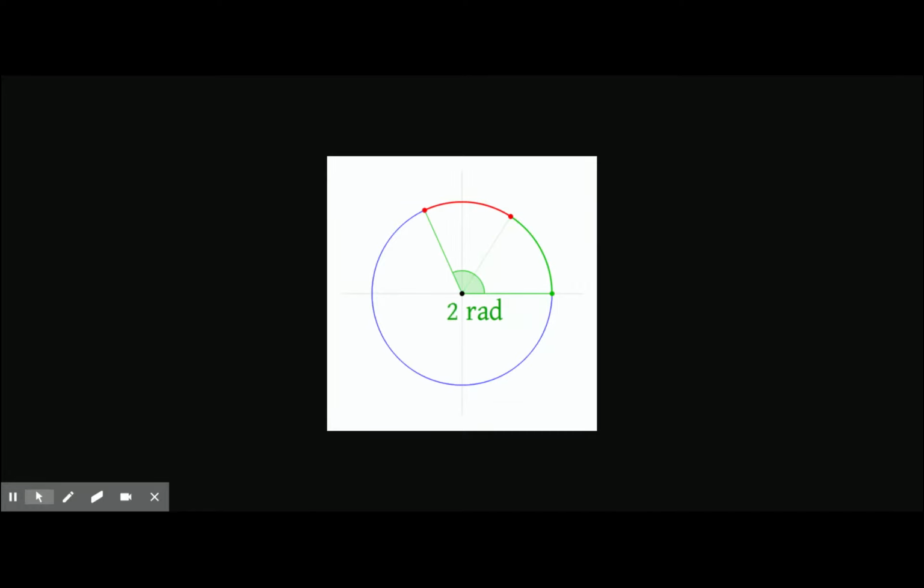So that's 1 radian. There's 2 radians. There's 3 radians. And if you go halfway across, that's pi radians, 3.14 radians. So half the circle is going to be pi radians, and the full circle would be 2 pi radians. This is what the measure of a radian is.